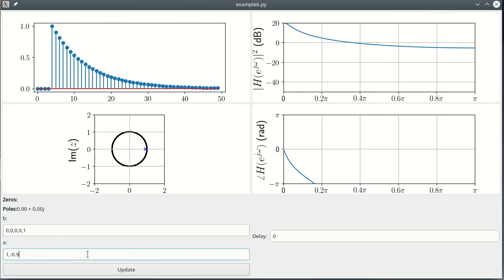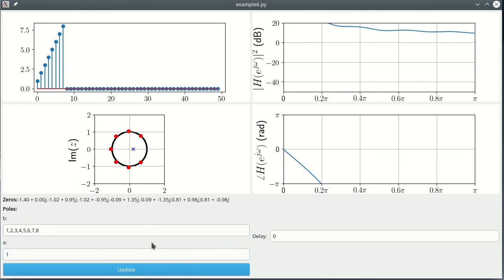Okay. Next, let's do a couple more examples. Let's make the denominator 1. Let's do something like 1, 2, 3, 4, 5, 6, 7, 8. Notice that this is still a finite impulse response sequence. This has actually all its zeros outside the unit circle. That's not a problem. Having zeros outside the unit circle is not a problem. Finite impulse response sequences are always stable and have this kind of a response.